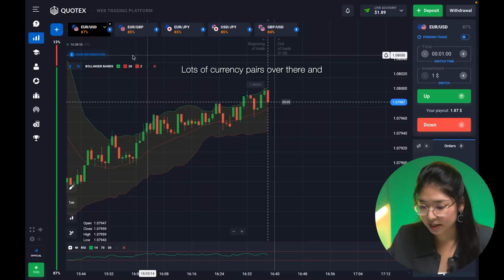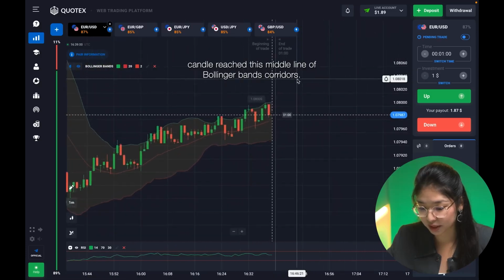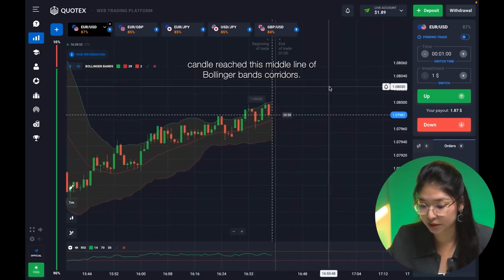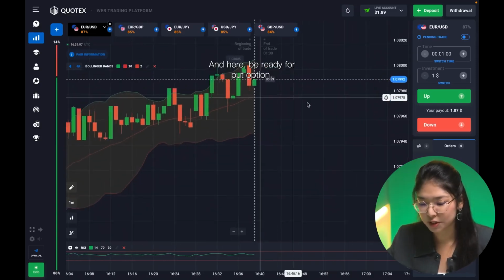So lots of currency pairs over there. I want to open my first trade, and I see a great entry point when the candle reached this middle line of Bollinger Bands corridors. So I can't miss this opportunity, guys. And here be ready for a put option.